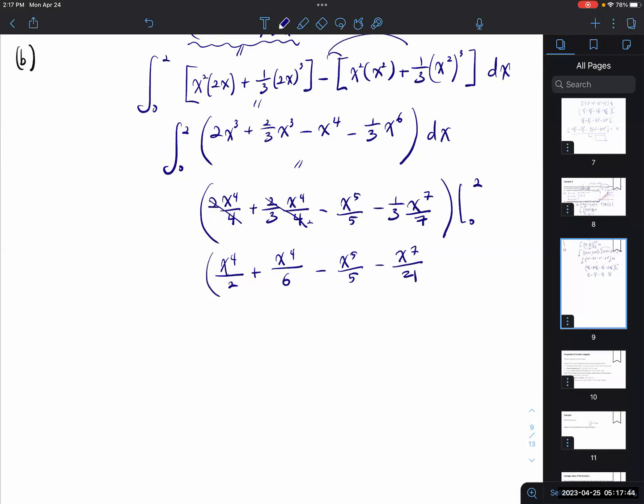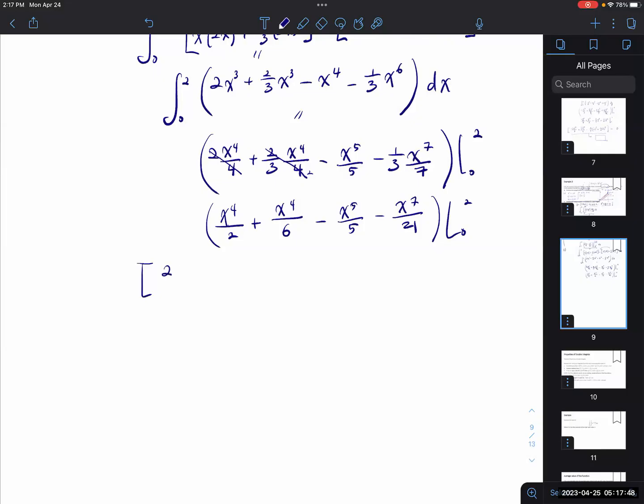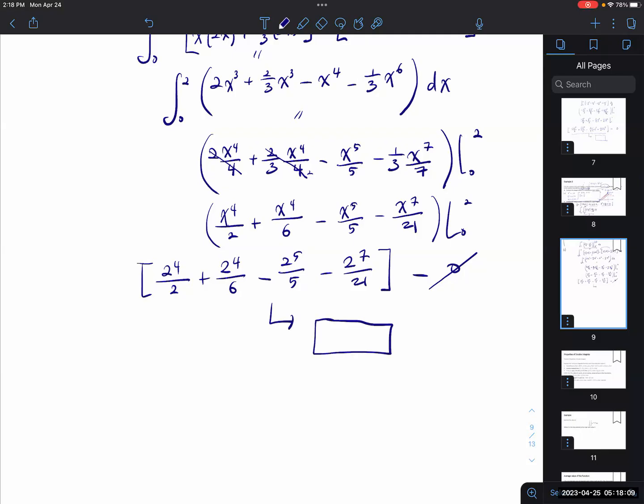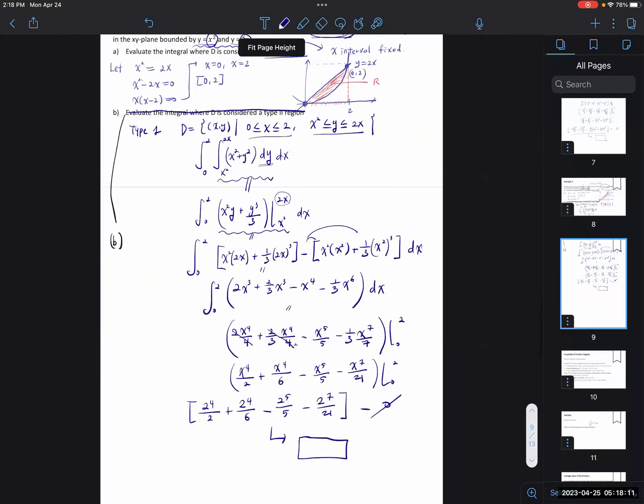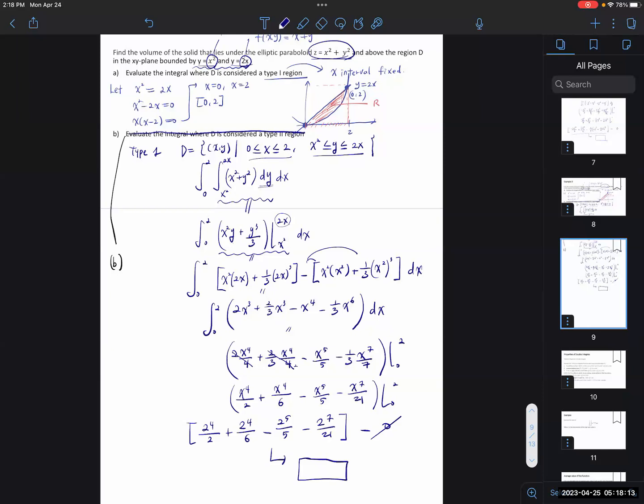Yeah? So it doesn't matter, you're going to just plug in. So 2 to the 4 over 2, 2 to the 4 over 6, 2 to the 5th over 5 minus 2 to the 7 over 21, and 0, because everything is 0. I haven't calculated yet. You can plug in those fractions as decimals and you will get some number as a decimal. That's the region when you fix the x interval. Are you okay with that?